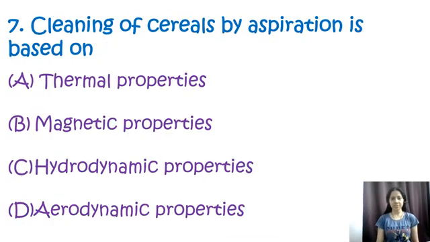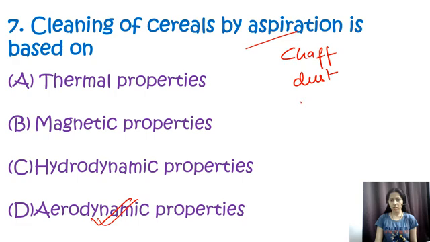Cleaning of the cereals by aspiration is based on thermal properties, magnetic properties, hydrodynamic properties, or aerodynamic properties. So option D, that is aerodynamic property, is my correct option. Aspiration basically involves the use of airflow to separate the lighter particles. These lighter particles can be, for example, chaff, dust particles, or husk particles.